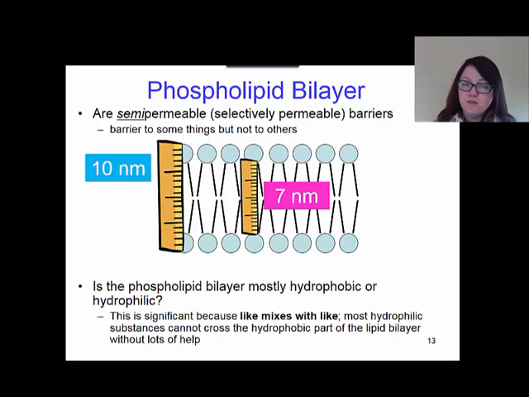And this is significant because like mixes with like. Most hydrophilic substances are not going to be able to cross the phospholipid bilayer because they will be repelled by that hydrophobic area in the middle of the phospholipid bilayer. So basically, if you want to get a hydrophilic substance across a phospholipid bilayer, it's going to need help of some kind.